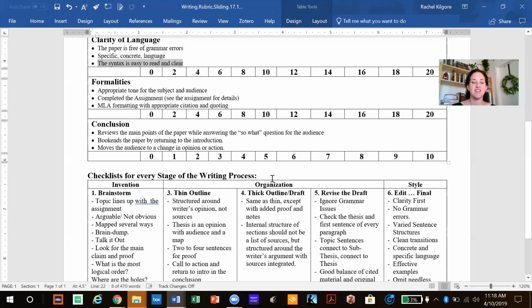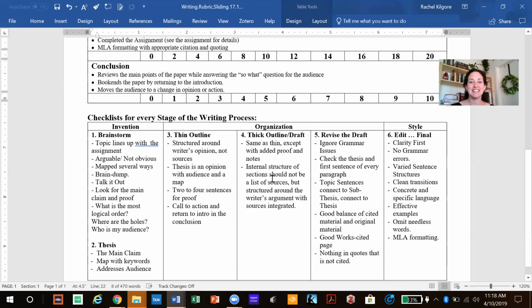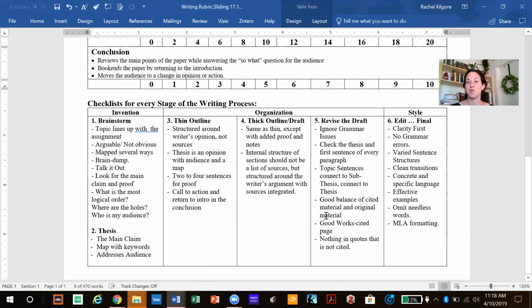I hope that helps with all the parts of your paper. I hope that helps to clarify. This at the bottom is just a checklist for what you might want to think about at the different stages of the writing process. I will probably a little bit later be posting a video on the writing process so that you can use it for your final research paper and start planning that.